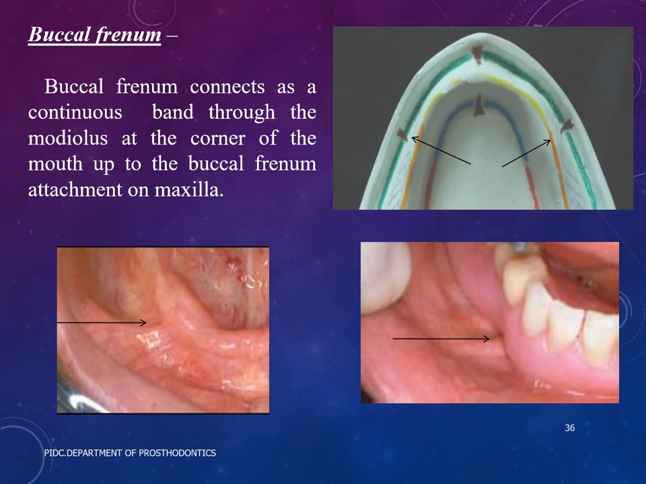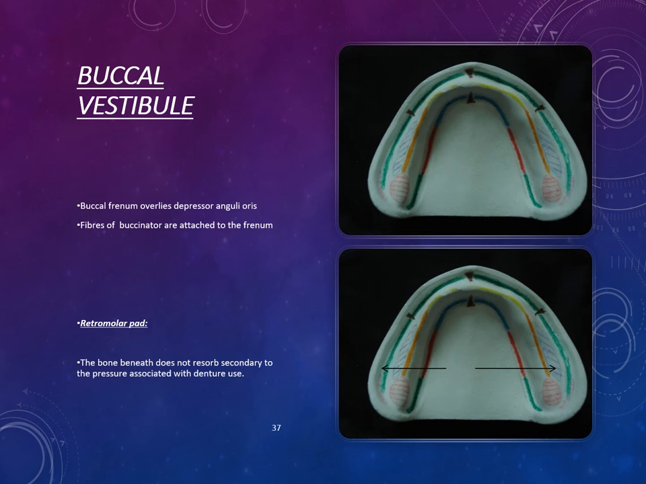Next, coming to your buccal frenum area. Just like in your maxilla, the buccal frenum area also connects as a continuous band, and it should be relieved, as you see in this third picture. It's a small V-shaped notch, which can be made with a straight fissure bur. And coming to your buccal vestibule area, as you see, it is also the area till where your denture can be extended.